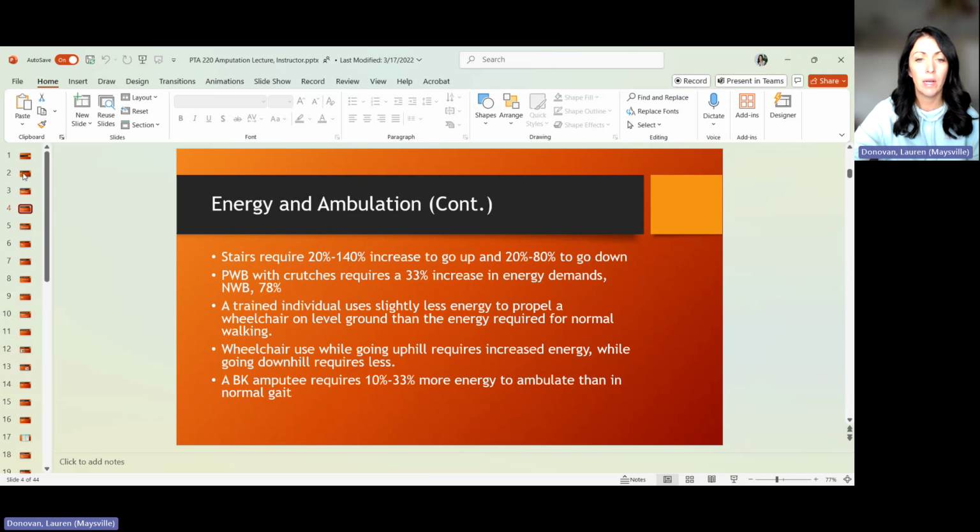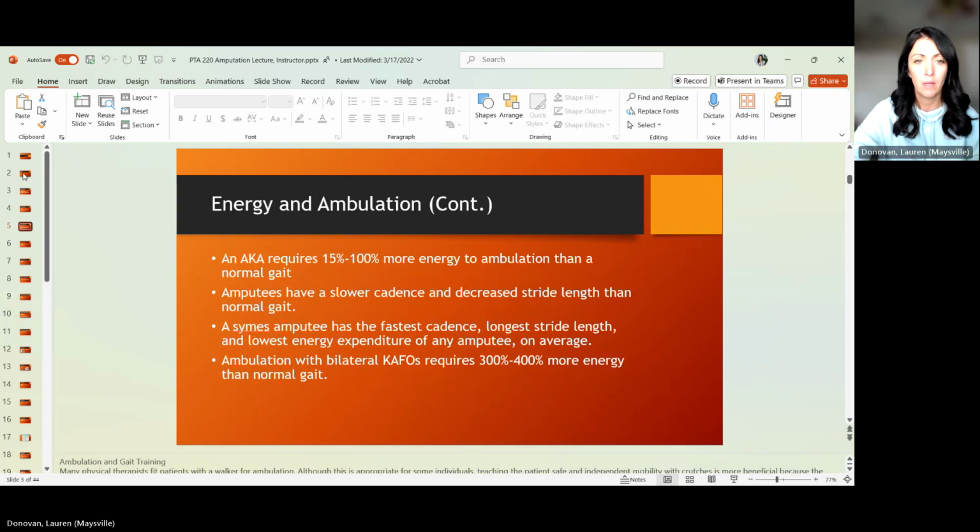A below-the-knee amputee requires 10 to 33% more energy to ambulate compared to normal gait. An above-knee amputation, an AKA, requires 15 to 100% more energy to ambulate compared to normal gait. Like I already said, amputees have a slower cadence and decreased stride length compared to normal gait. A Syme's amputee has the fastest cadence, longest stride length, and lowest energy expenditure of any amputee on average. And ambulation with bilateral KAFOs requires 300 to 400% more energy compared to normal gait, just because of the extra resistance that is required.